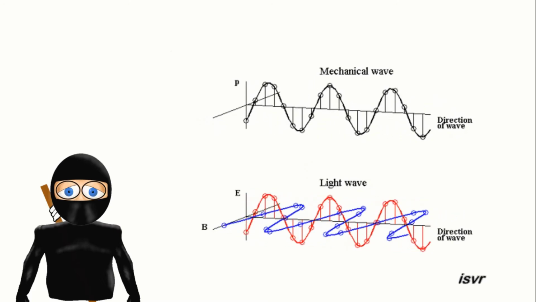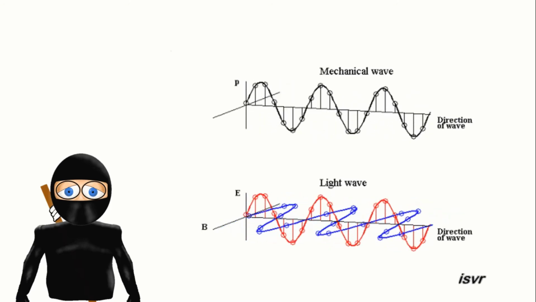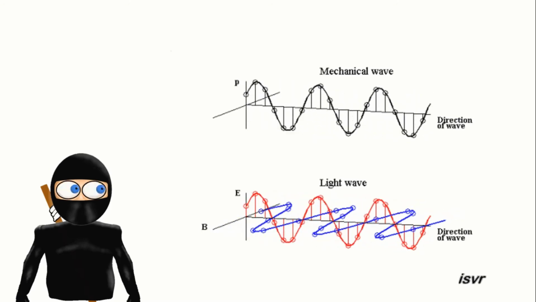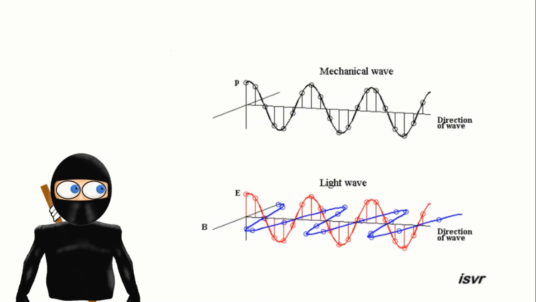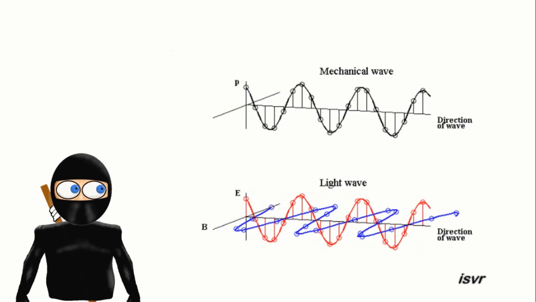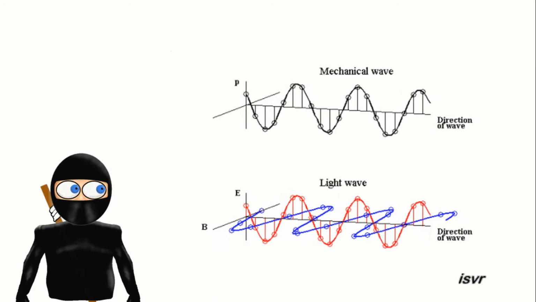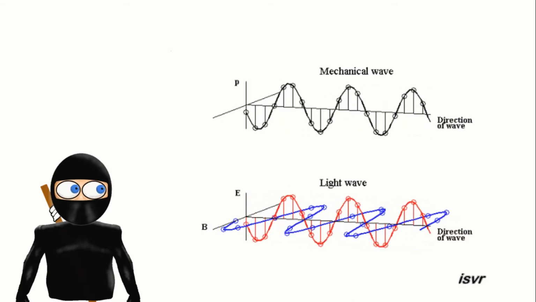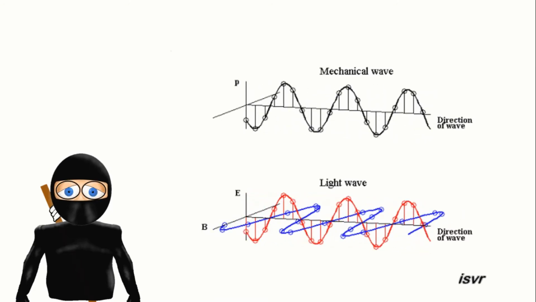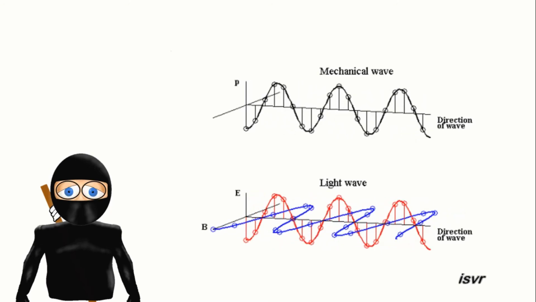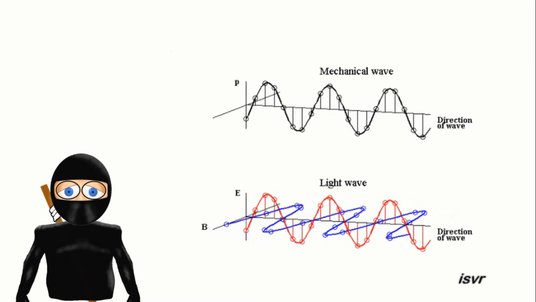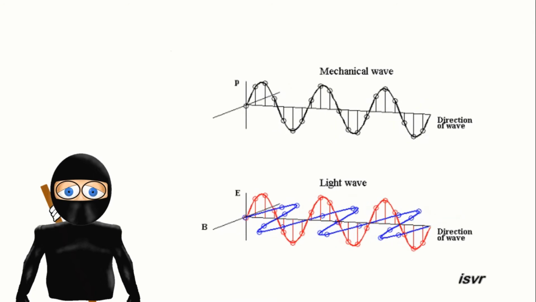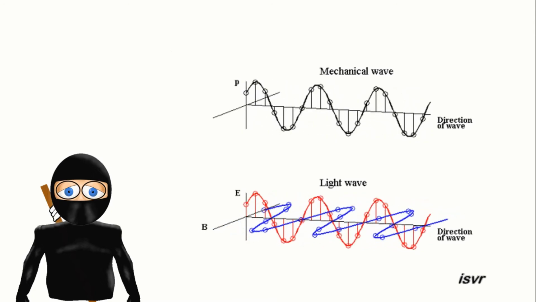Waves that involve the motion of particles are sometimes called mechanical waves. Water waves are mechanical waves, and so are guitar strings when you pluck them. You can see that as the wave moves horizontally, particles in the wave's path move vertically at 90 degrees to the direction of the wave or the direction of the energy.